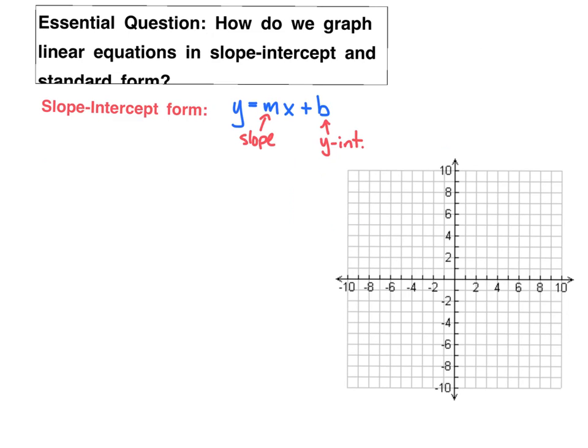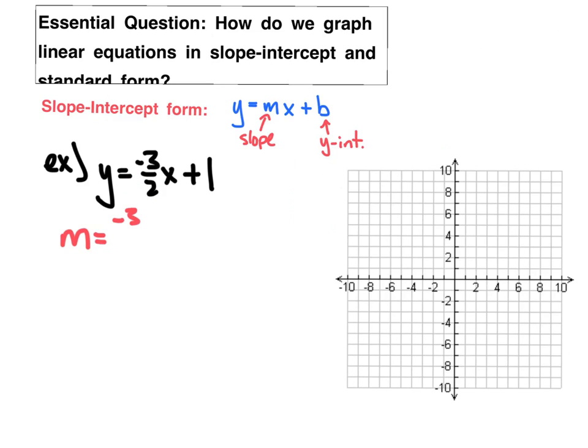All right, let's just jump into it with an example. We're going to do y equals negative 3 over 2x plus 1. My first step is to identify the slope and the y-intercept. The slope is always attached to the x, so my slope here is negative 3 over 2. And the y-intercept, b, is always the constant. It has no variable. If there is no b, then b would be 0. But here we have b as 1.